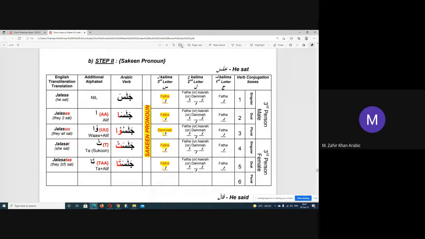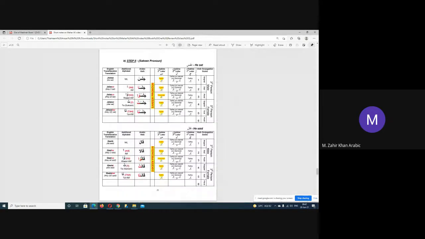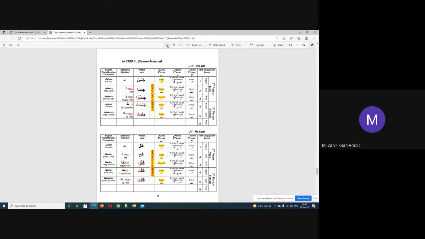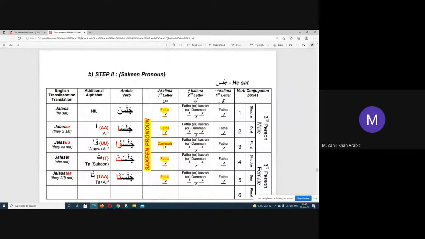So what is sakin pronoun? Sir, you have told that past tenses are divided into two. One is sakin and one is mutaharrik. So what is sakin pronoun? Sakin pronoun is nothing but when the lam kalima, that is the third radical or the third letter of a verb, will have a vowel on it.